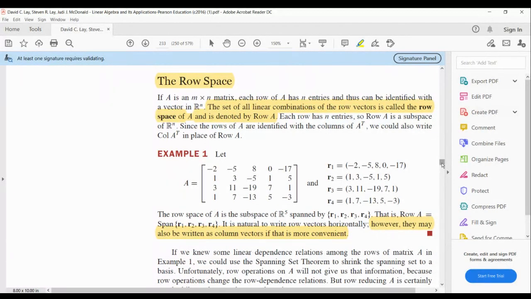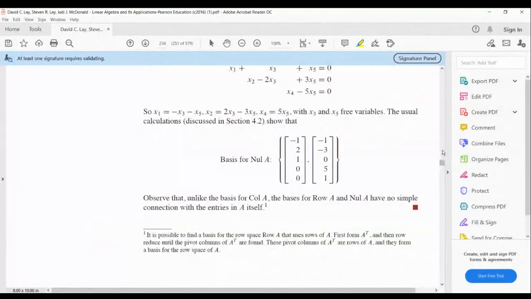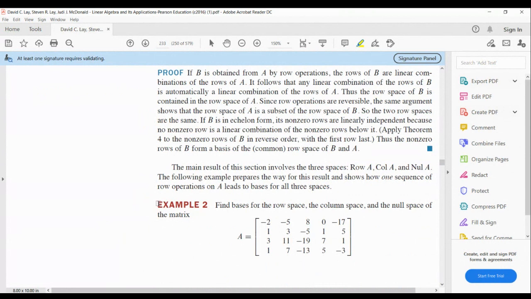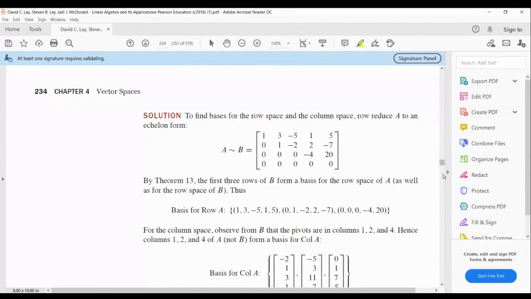Now, I want to go down to example 2 here. Here in example 2, they want you to find bases for the row space, column space, and null space of the matrix. So you learned, of course, how to find bases for the column space and the null space of a matrix. Of course, what you're going to do is row reduce the matrix A. In this case, they're row reducing the matrix so that it's in echelon form, and that's what you see here.